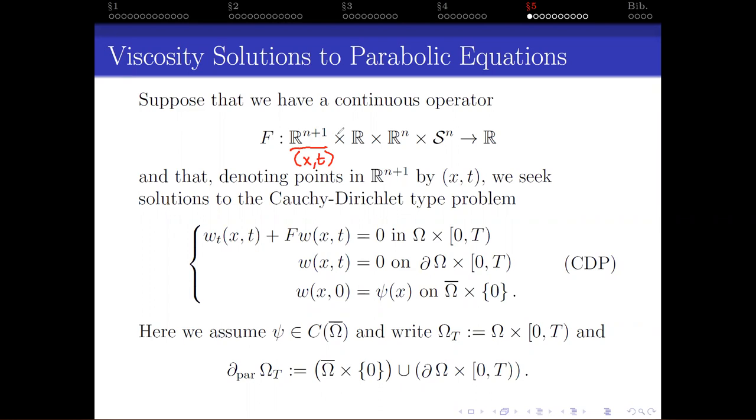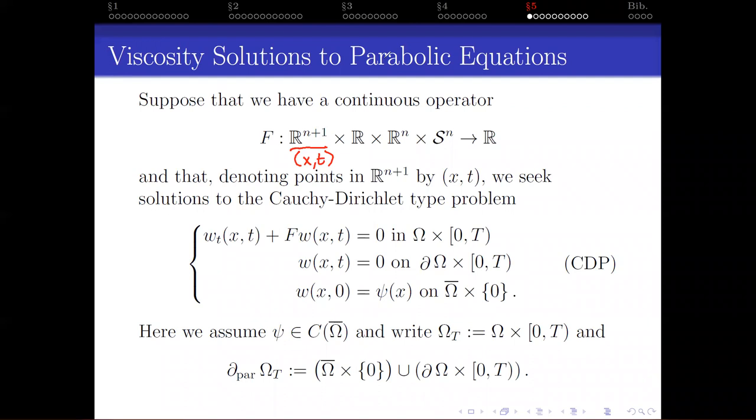The function is equal to zero if we extend the boundary of omega up in the t variable. And on the initial conditions, on the closure of the domain omega, w is going to just be equal to some continuous function, which I'm calling psi for right now. However, this isn't the nicest way to talk about the problem.